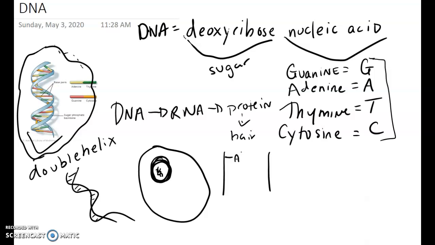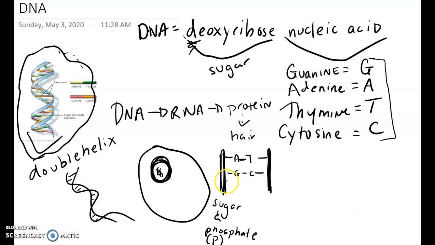Now the bases pair a certain way. A always pair with T, and it's a hydrogen bond that connects them. G will always pair with C, and vice versa. On these backbones, think of this like a ladder. These are the stairs you walk up. On the rails, that's where your sugar and phosphate are. They're on the rails. Phosphate is just a P, is what we label it as. The sugar is deoxyribose.